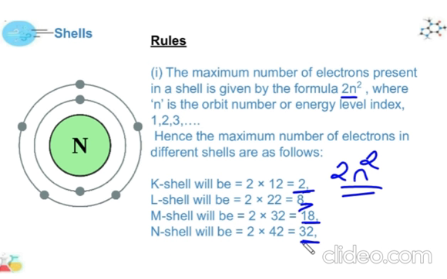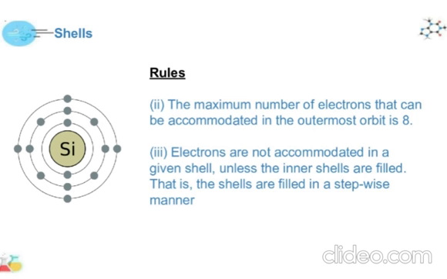Once the L floor is full, then you will send electrons to the M floor. So this is the rule, the formula 2n square, which you have to apply here. Similarly, there are two more rules. The maximum number of electrons that can be accommodated in the outermost orbit will be 8 only. The outermost orbit is the N orbit, so in the N orbit only 8 electrons can be placed.